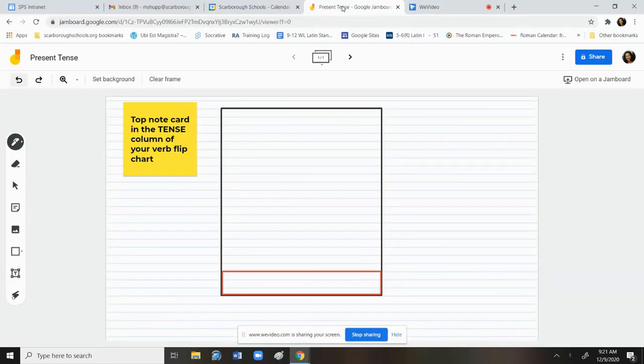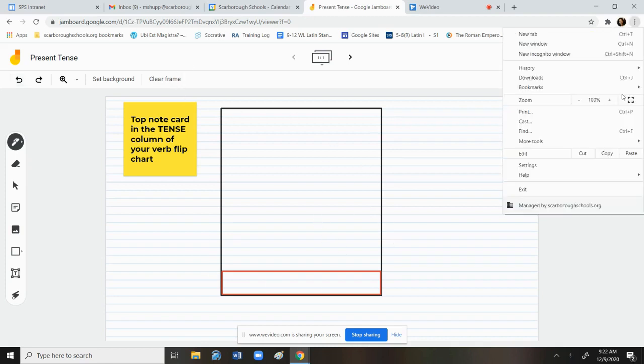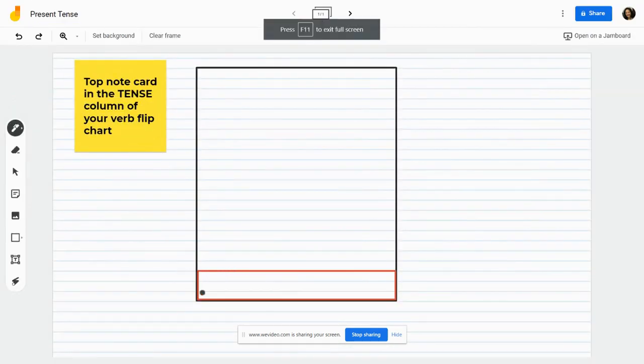Okay, so what you're going to be doing here is filling in the top note card in the tense column of your verb flip chart. So the one that you see when you open it up, the one that's sitting on top. This is a visual of your note card, okay? You can see that this is the tab part, the part that's below the pink line.